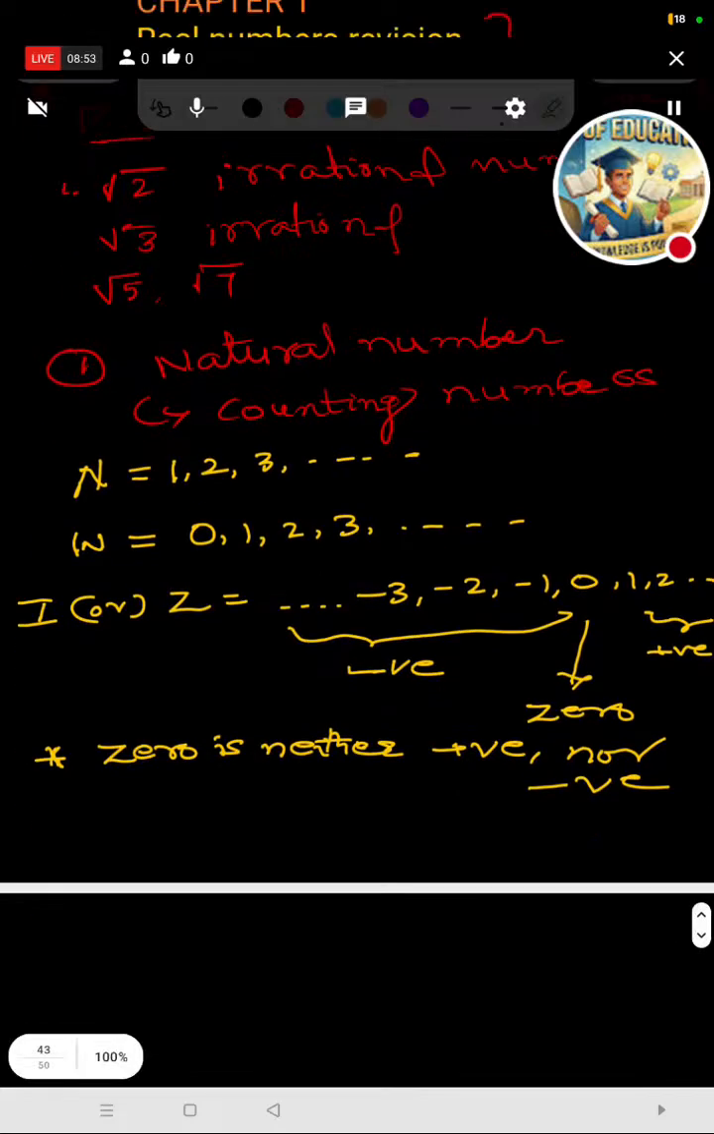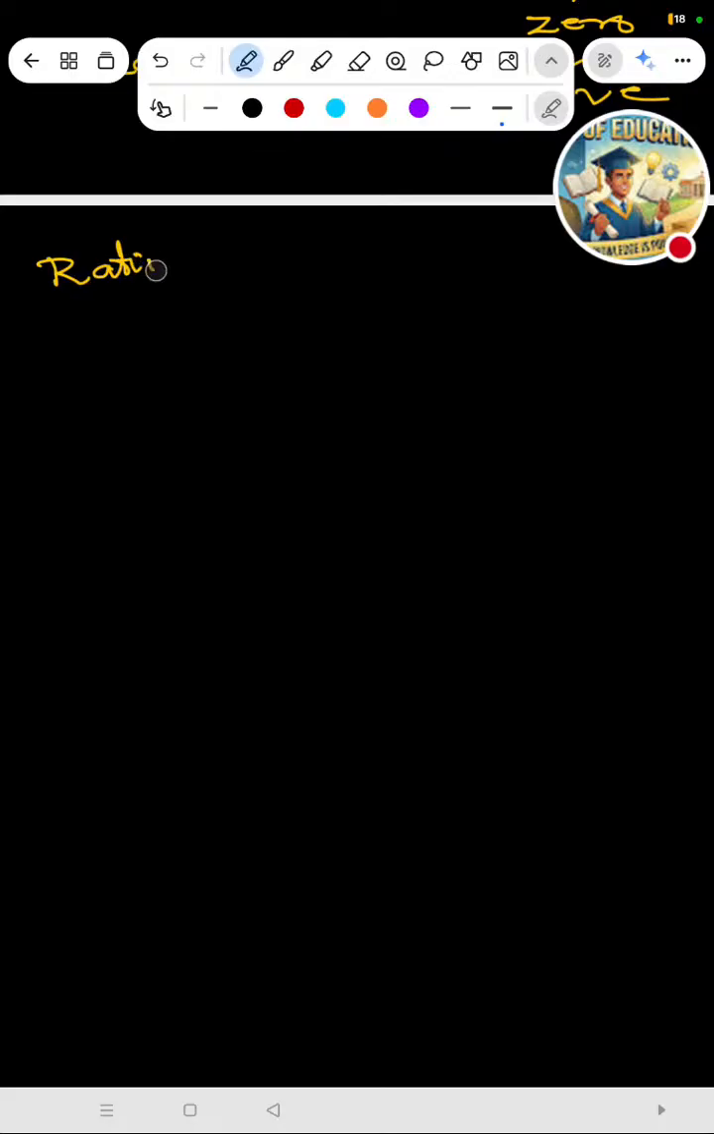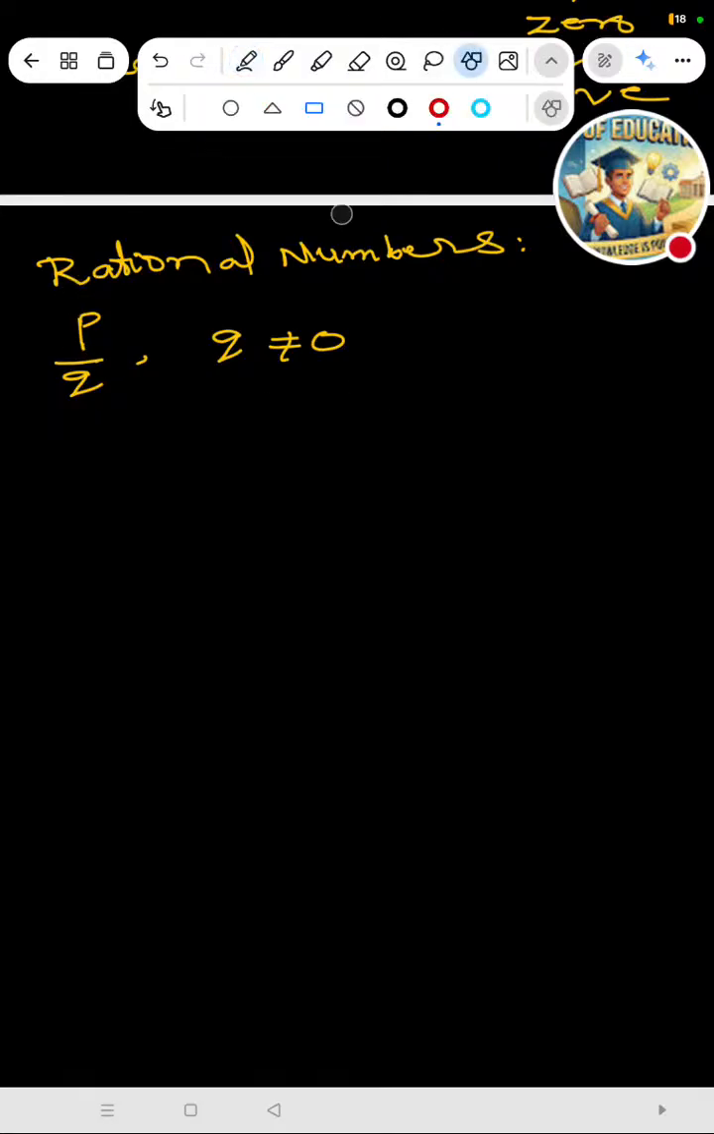Next, after integers the next number is the rational number. Rational numbers are nothing but numbers you can write in p by q form, where q should not be equal to 0. If you write any number in p by q form with q not equal to 0, we call it a rational number.